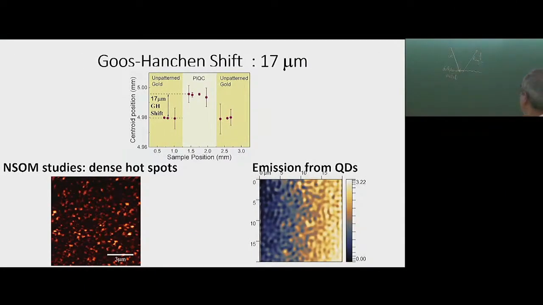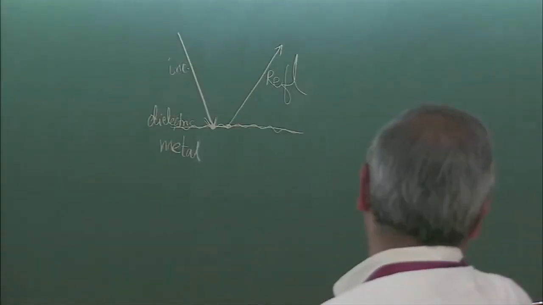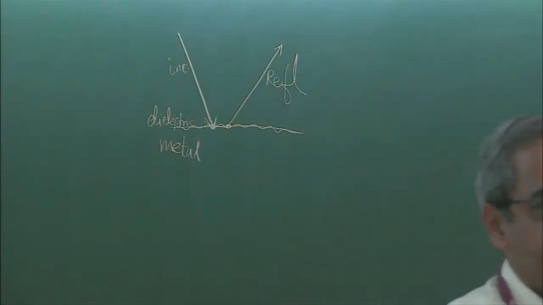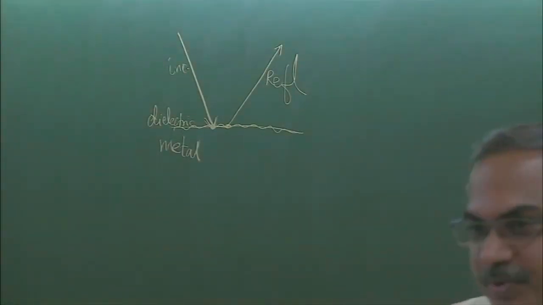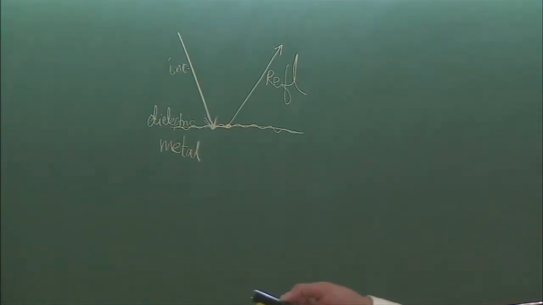So the idea here is that on unpatterned gold, the position of the beam is around this much. But on the plasmonic quasi-crystal, compared to the unpatterned gold, we have a shift in the beam. The plasmon mode is excited, propagates to a certain distance and then gets recoupled to the radiative mode. So the plasmon propagation length, or the plasmon lifetime, can be estimated from that. In our case, this is about 17 micrometer.